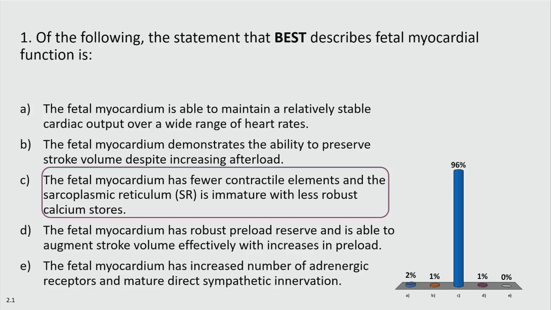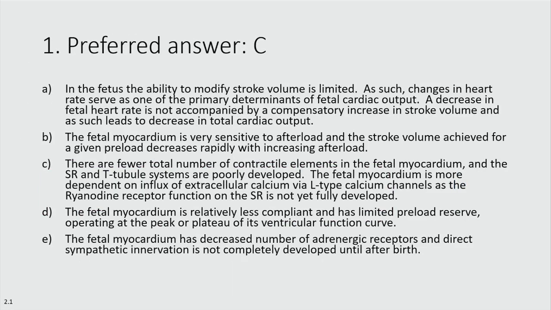Excellent. So the majority of you got this right, which is that the fetal myocardium has fewer contractile elements and actually a little more water content than the adult myocardium, and the sarcoplasmic reticulum is immature with less robust calcium stores. This is the reason why some people feel that calcium could be an inotrope in neonates. So the preferred answer is C.